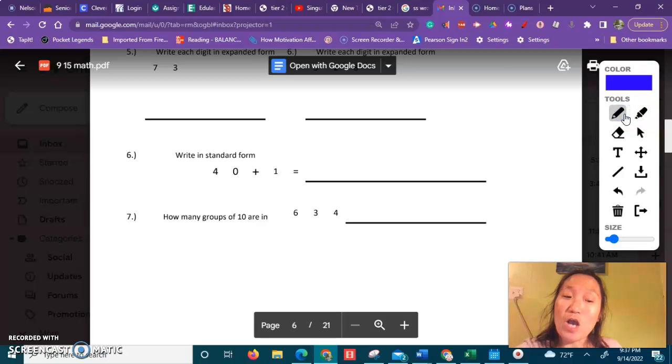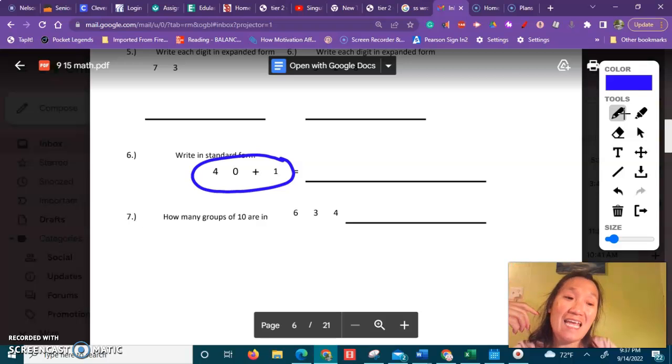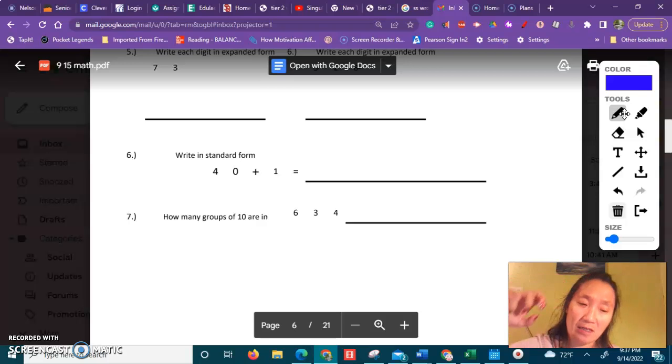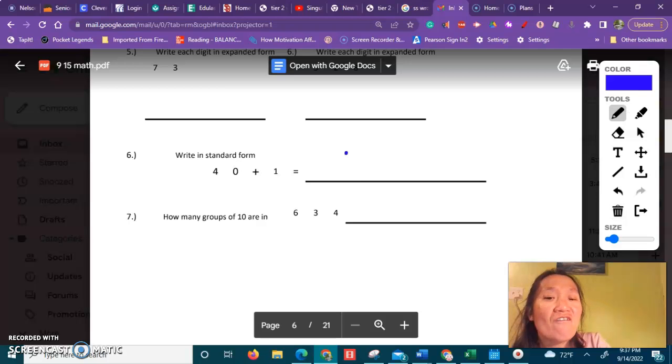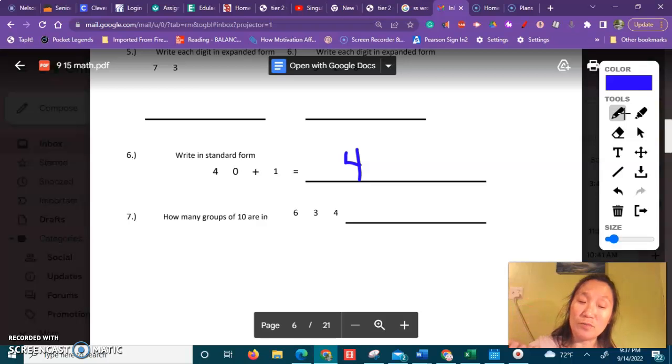All right, so now we're going opposite. We're going standard. We have to take an expanded number. This number right here, it's expanded. We need to write it in standard form. Standard form, meaning I want to know how many pieces of paper you're going to have. If you have $40, well, I'm going to have 4 $10 bills. If I have $1 bill in my pocket, how much money do I have? I'll have 41. 40 plus 1 is 41.